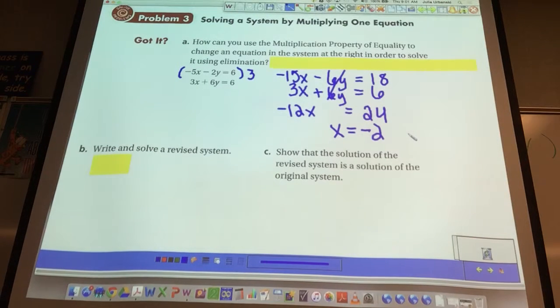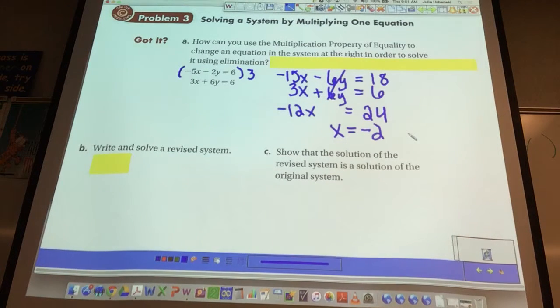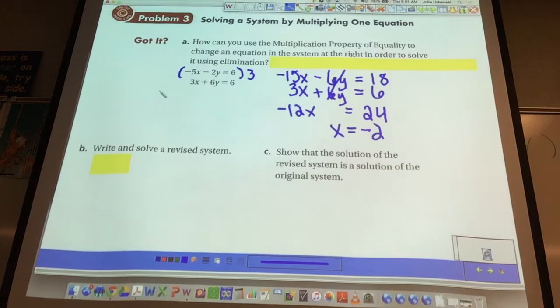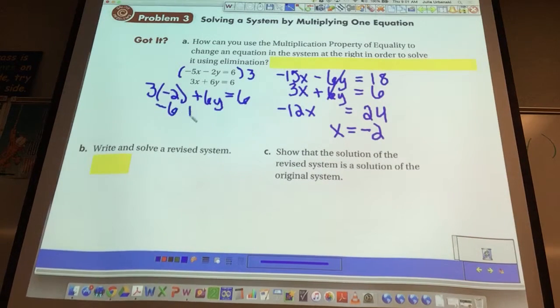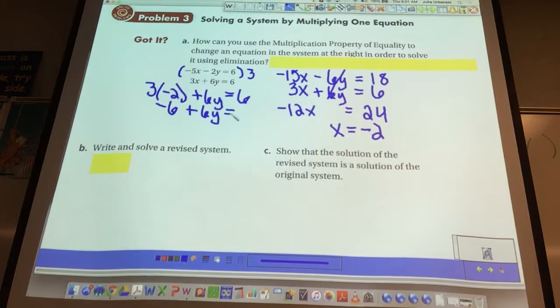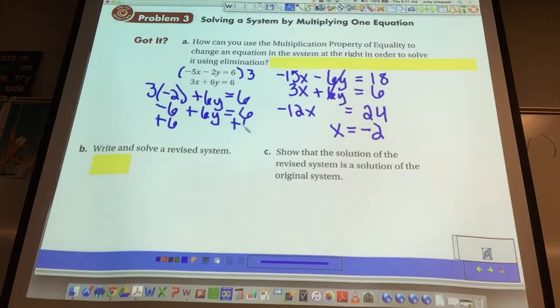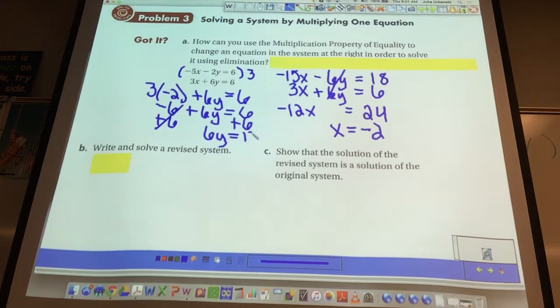Okay, so your goal hasn't changed. Your goal is to still try to get one of the variables to cancel, but you're going to have to do a little bit of work to make that happen. So now let's go into this equation and say it's 3 times x, but x we know is negative 2, plus 6y equals 6. Negative 6 plus 6y, I hear the answer over there already. That's good. And then you add 6 to both sides, and you get 6y equals 12, and then yes, y equals 2.